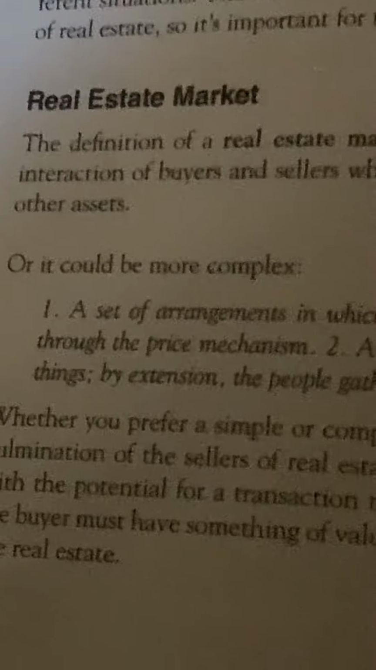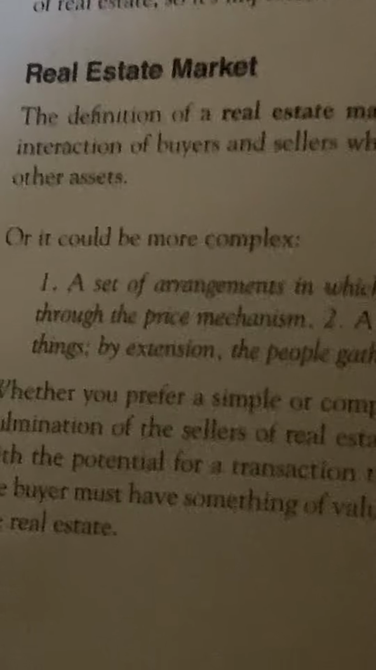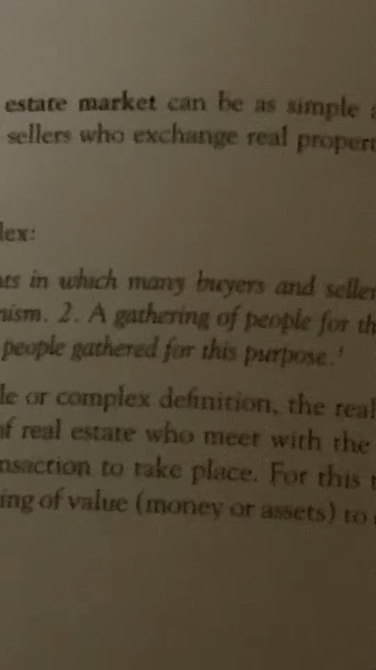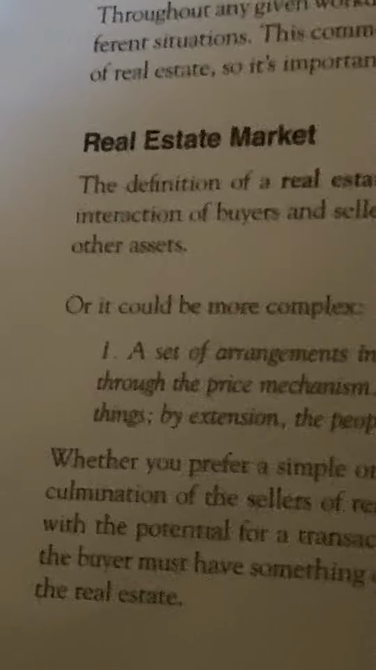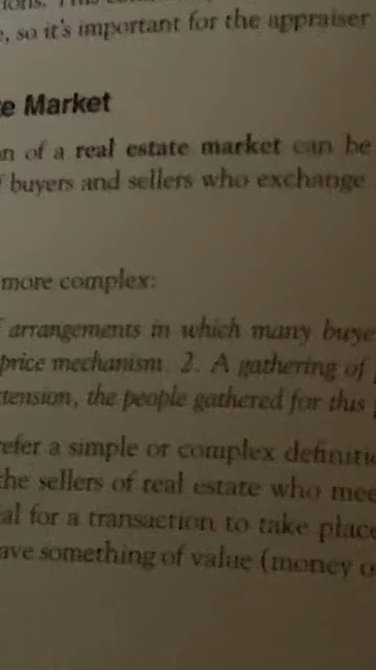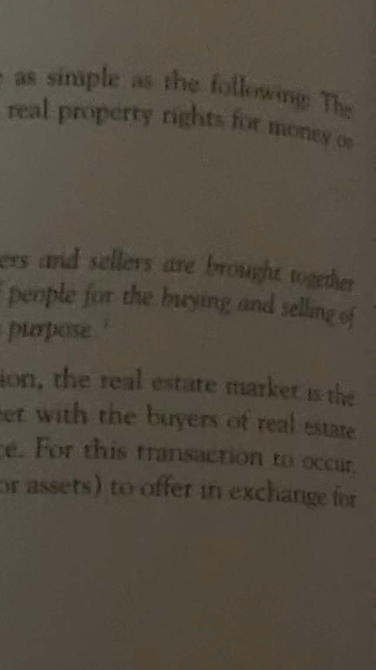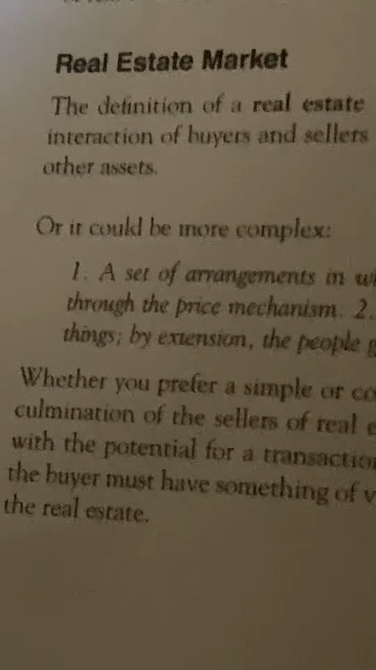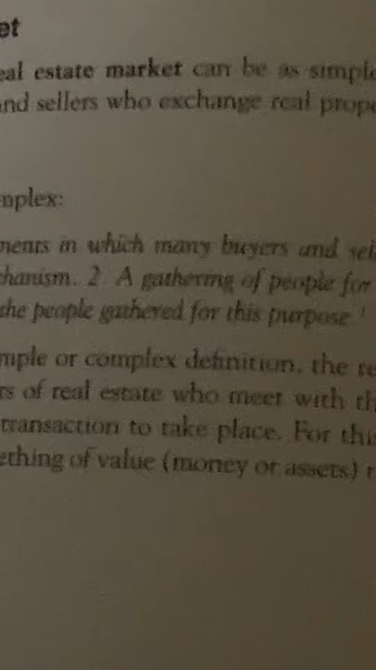Or it could be more complex. Number 1, a set of arrangements in which many buyers and sellers are brought together through the price mechanism. Number 2, a gathering of people for the buying and selling of things. By extension, the people gathered for this purpose.